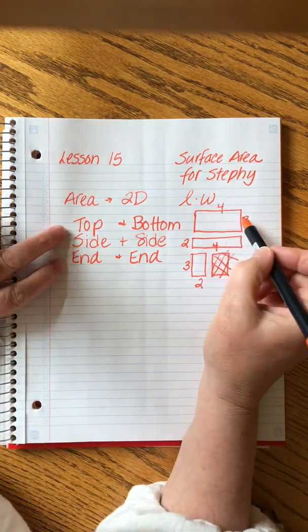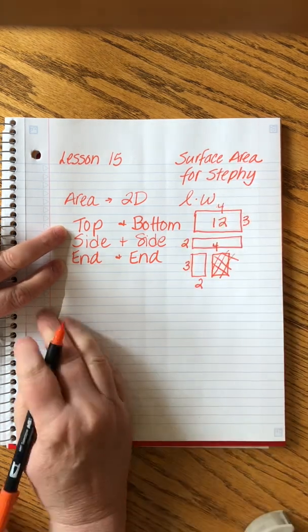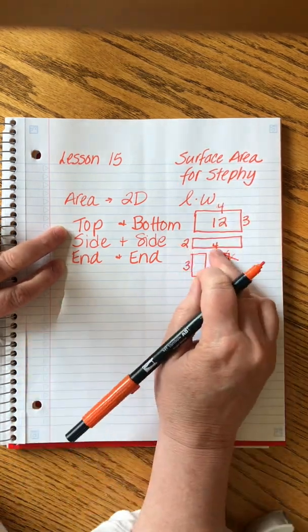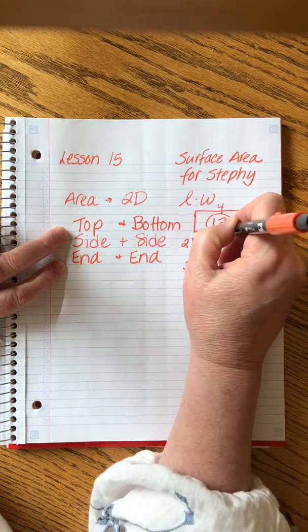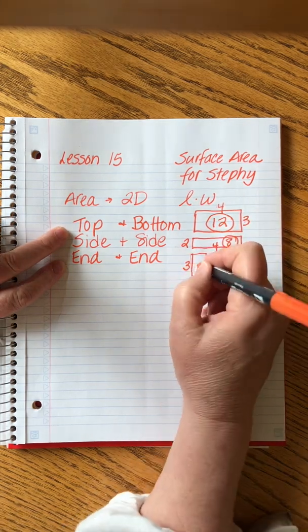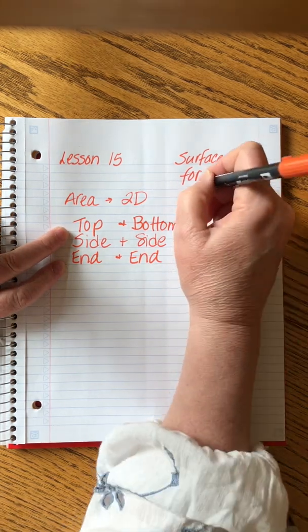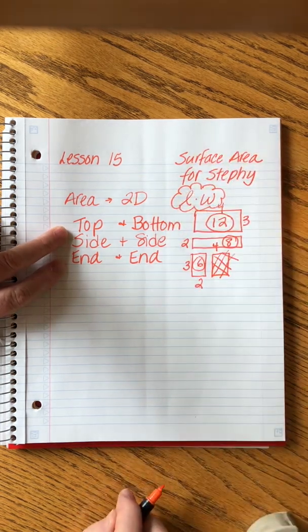So we know that the area of this, length times width, the area of one of these must be 12. The area of one of these must be 8. I'll circle the number so we know that's the area. And then the area of these 2 must be 6, just multiplying. This is the formula that we use for rectangles, right? That's the area of a rectangle.